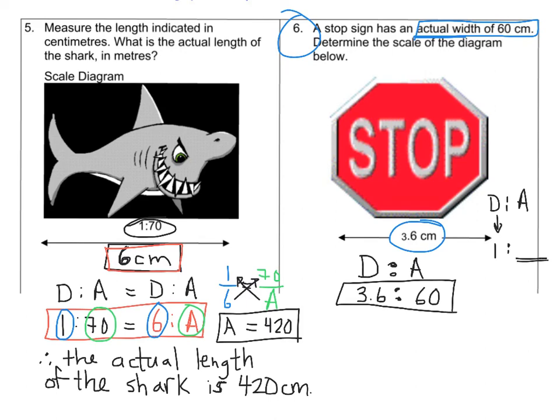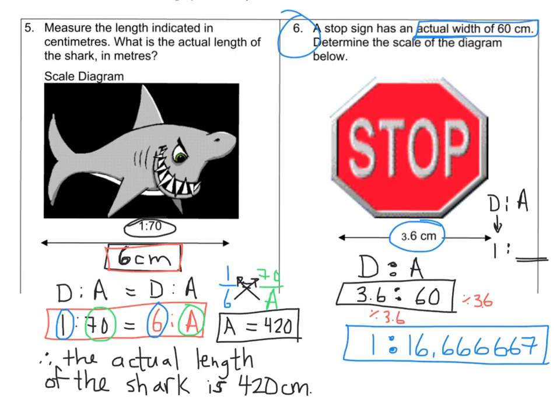How do we do that in this particular case? Well, we're going to have to divide both sides by the 3.6 so that we can make that 3.6 a 1. So if we divide both sides by 3.6, on the left side, 3.6 divided by itself is just 1. So we're dividing both sides by 3.6. And 60 divided by 0.6 is 16.6666, and this goes on for a few sixes with a 7 at the end. So that is actually the scale of this diagram below.